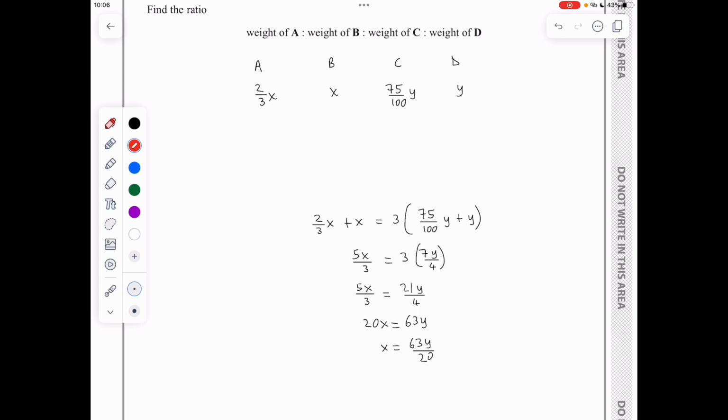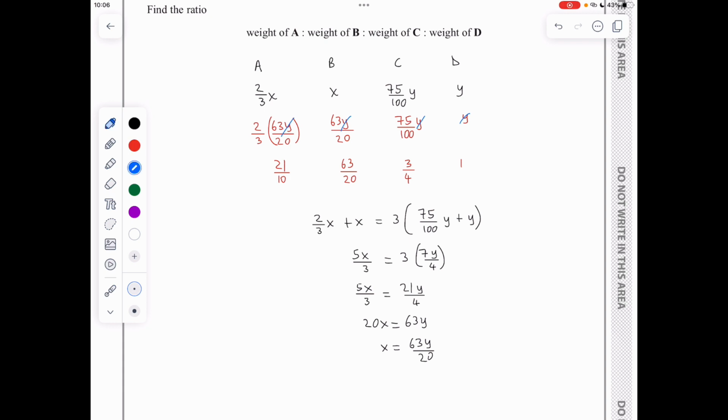This means that we have 2/3 of 63y over 20. Then we've got 63y over 20. Then it's 75 over 100 y, and then y. The first thing to do is cross out the y, which appears throughout, and we get 21 over 10, we get 63 over 20, we get 3 over 4, the simplification of 75 over 100, and we get 1.